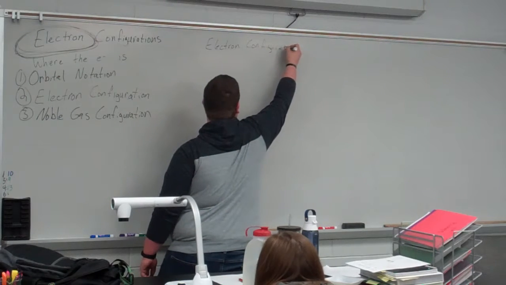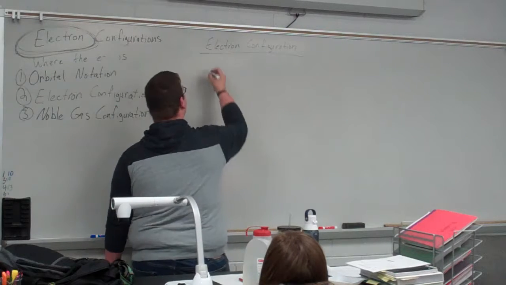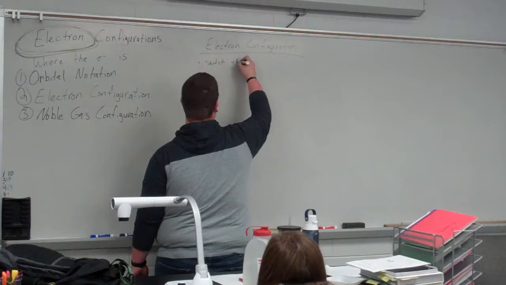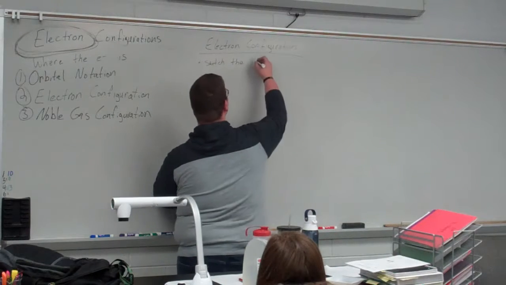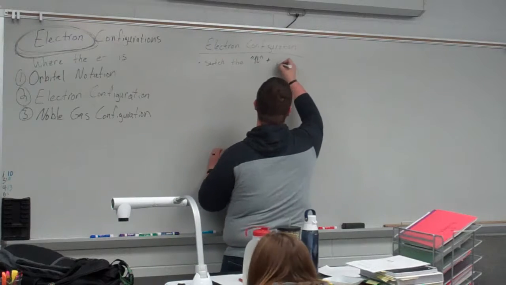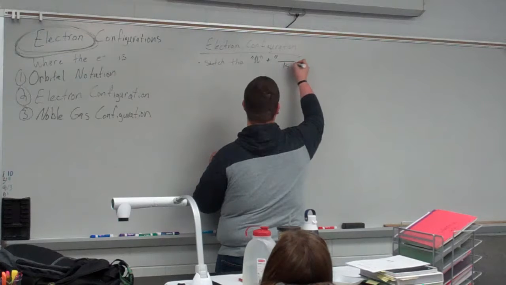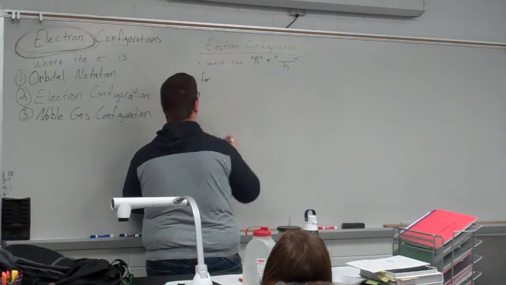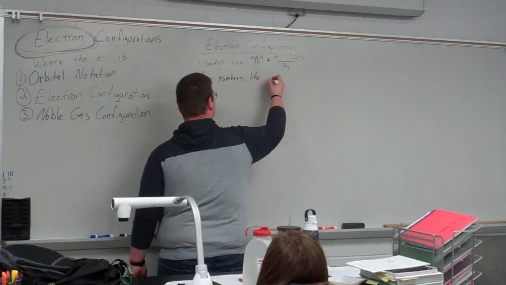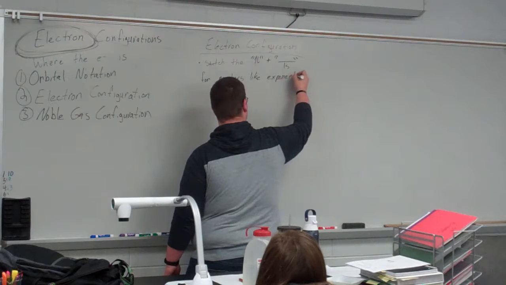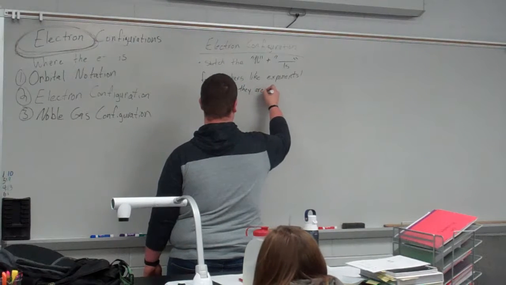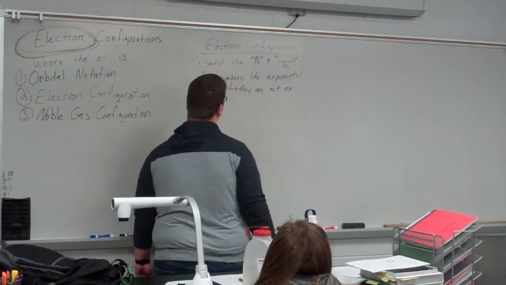Can we just count the orbital thing? Nope. Electron configuration switches the arrows and dashed orbitals for numbers, like exponents. They are not exponents. Is that first parentheses the arrows? Yeah.